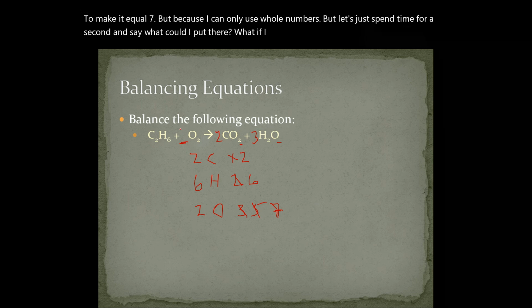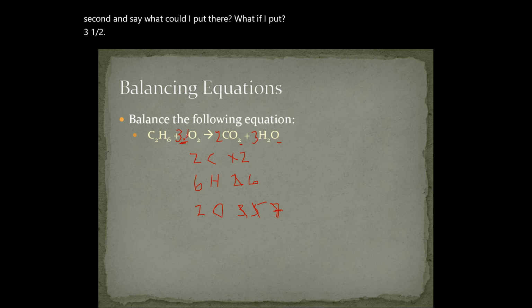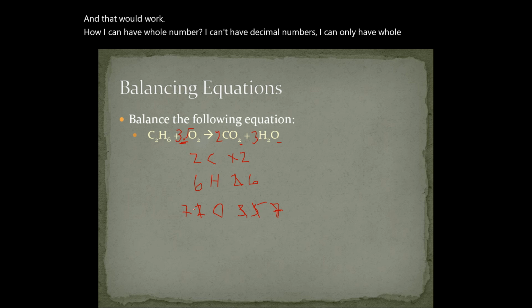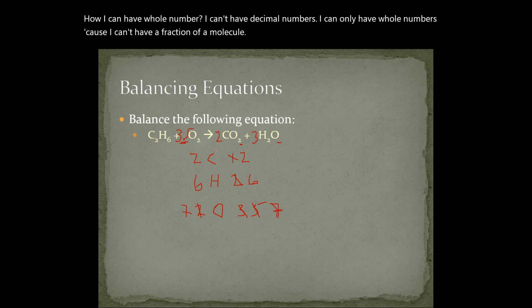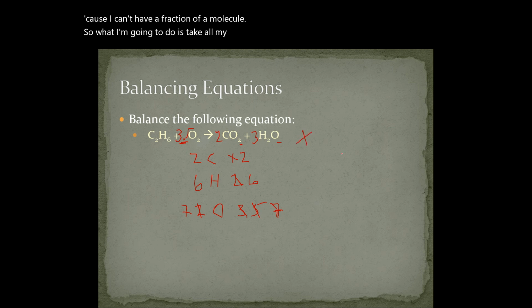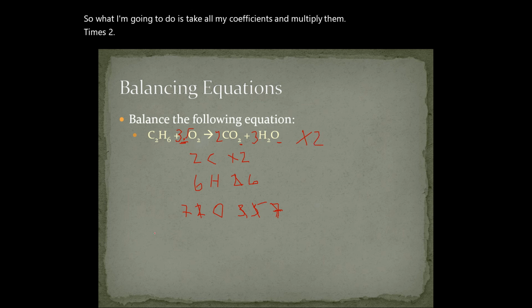What if I put 3.5? 3.5 times 2 is 7, right? And that would work. However, I can't have decimal numbers. I can only have whole numbers because I can't have a fraction of a molecule. So what I'm going to do is take all my coefficients and multiply them times 2. So the 1 becomes 2. 3.5 becomes 7. The 2 becomes 4. The 3 becomes 6.